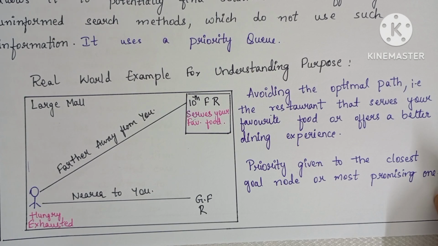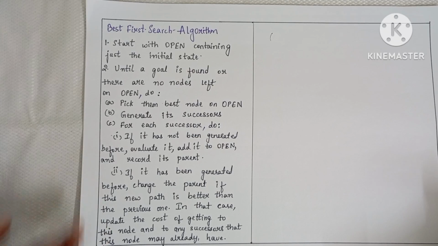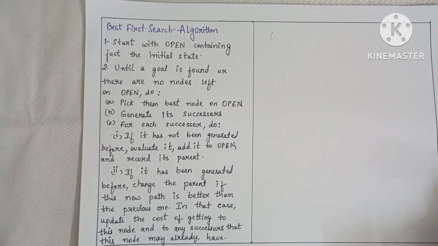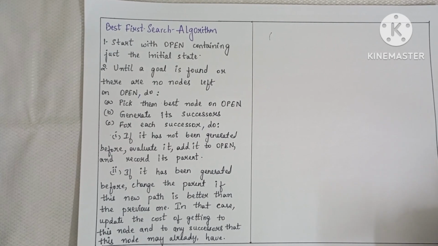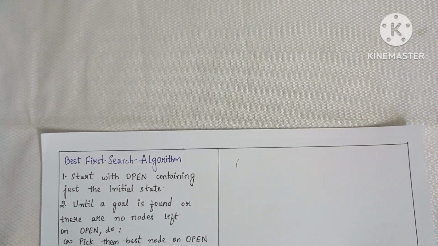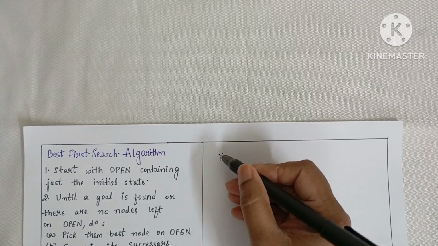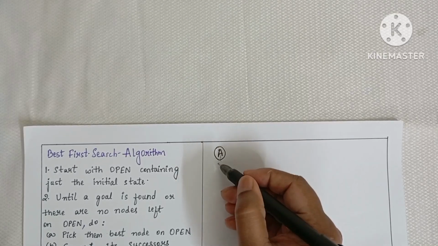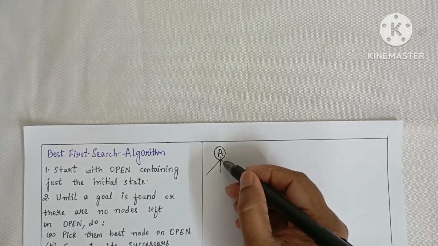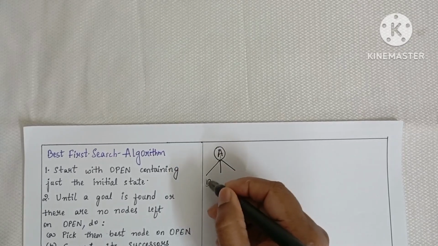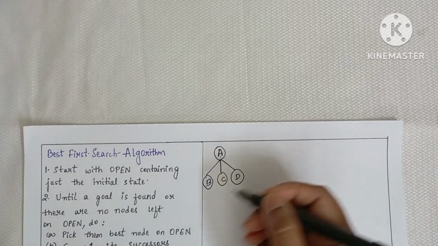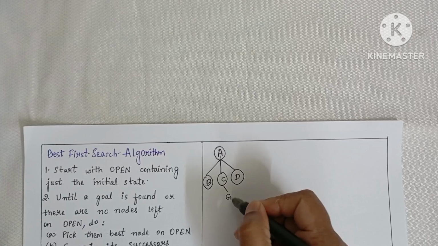So let us see what kind of algorithm can we have for best first search. This is the algorithm of the best first search. Let us take a example of a graph to understand this algorithm better. We shall start with a graph. Let us take the first node A, then B, C and D as its successor nodes, and then G.